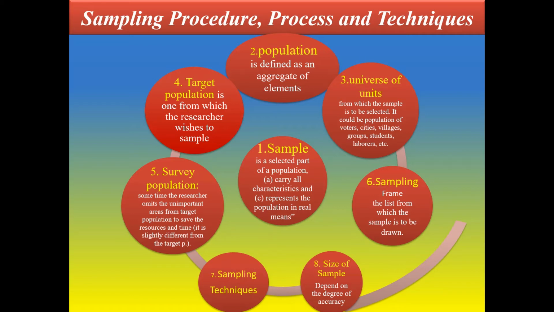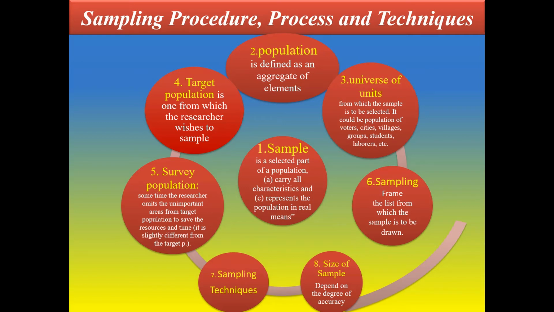So, the question arises, what is population? Population is defined as an aggregate of elements. In the case of a sample, the population is defined as an aggregate of elements. So, the next question, what kind of population? That is called the universe of units. In this case, population is called the universe of units from which a sample is to be selected by a researcher.